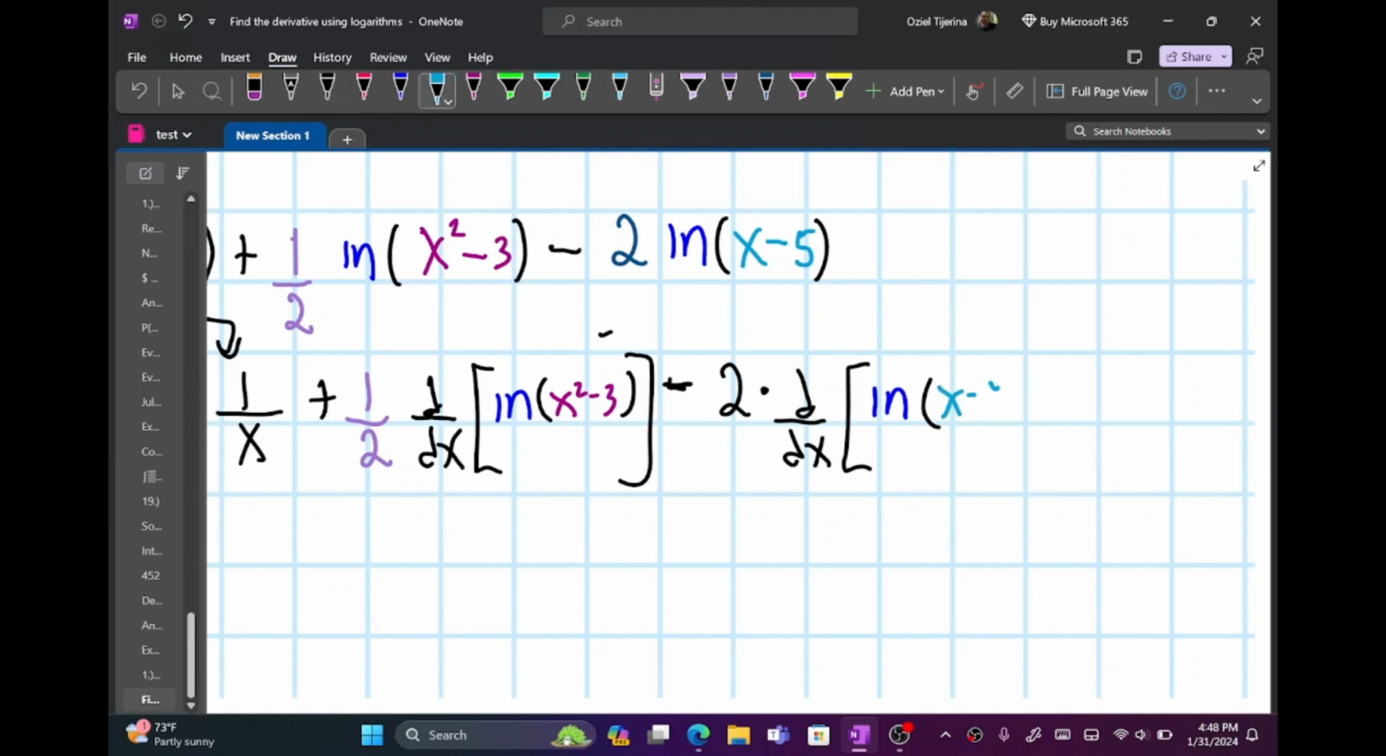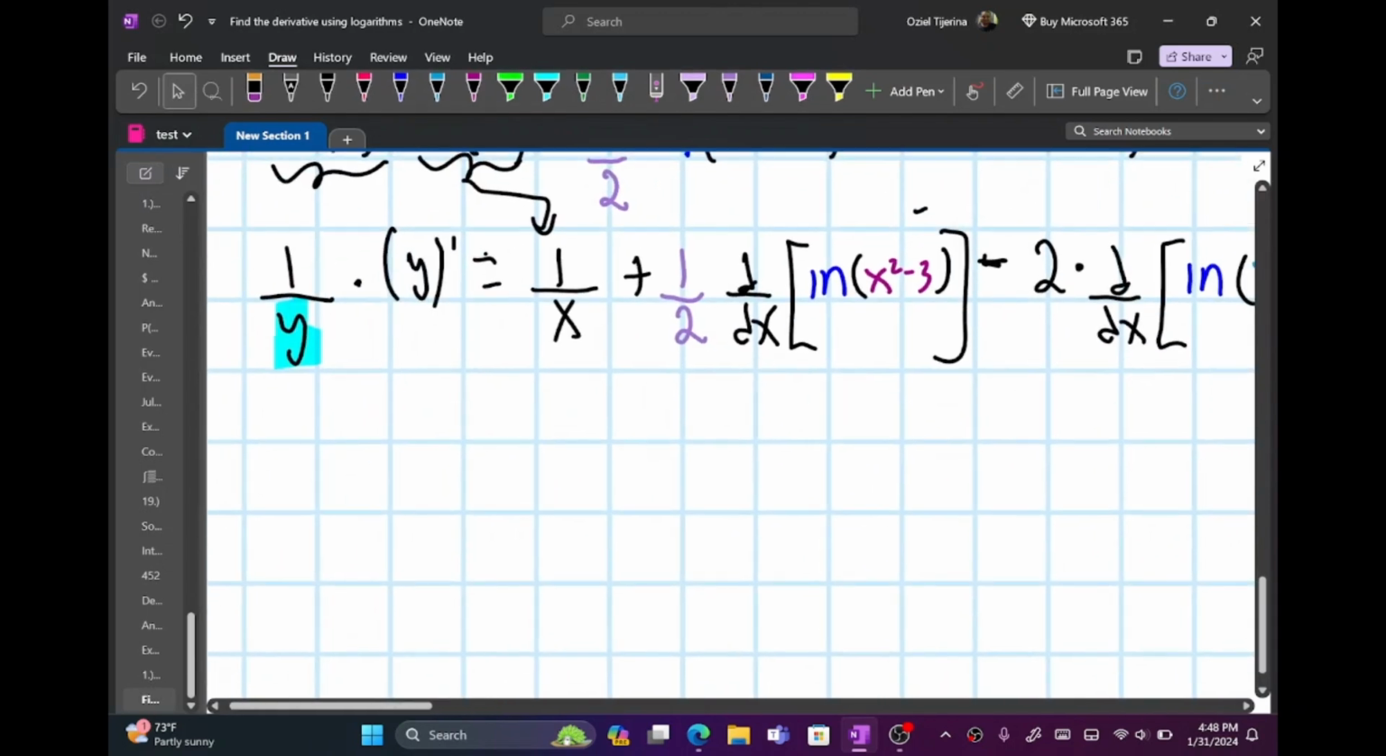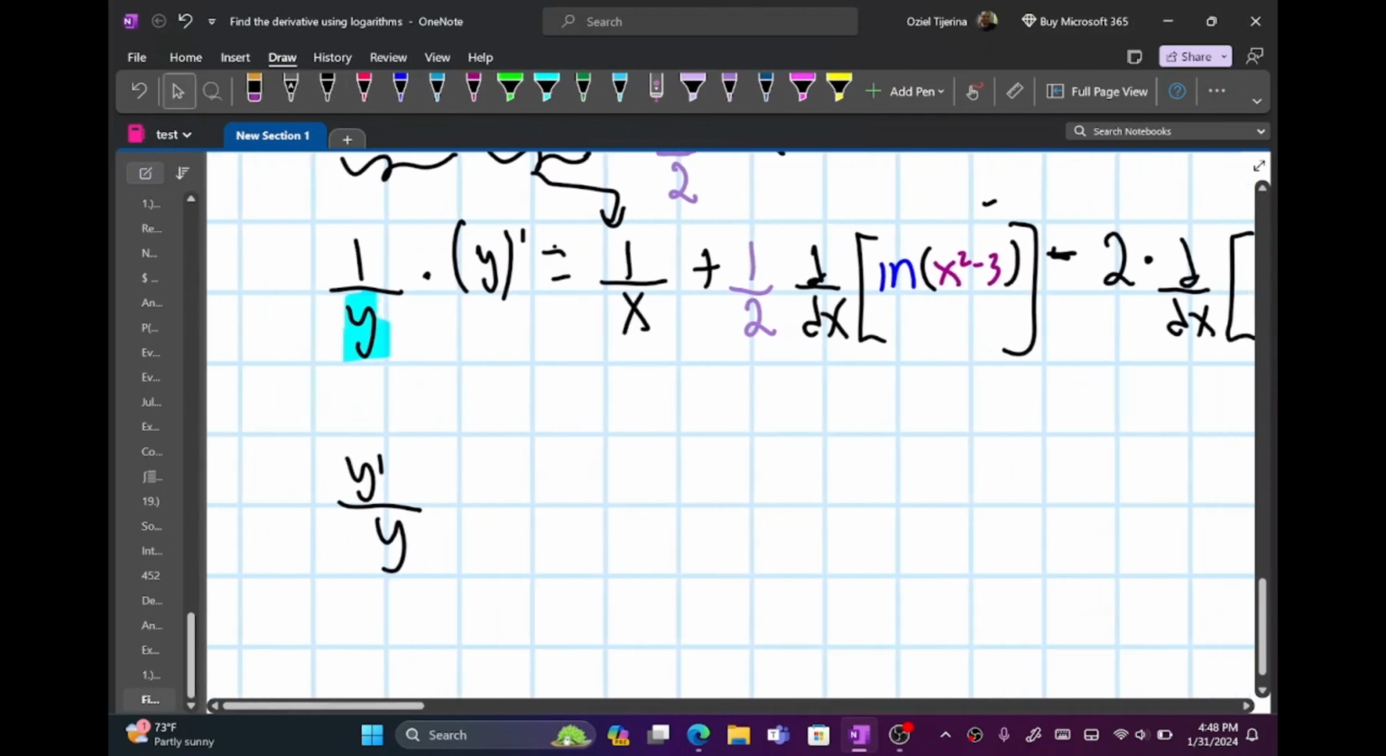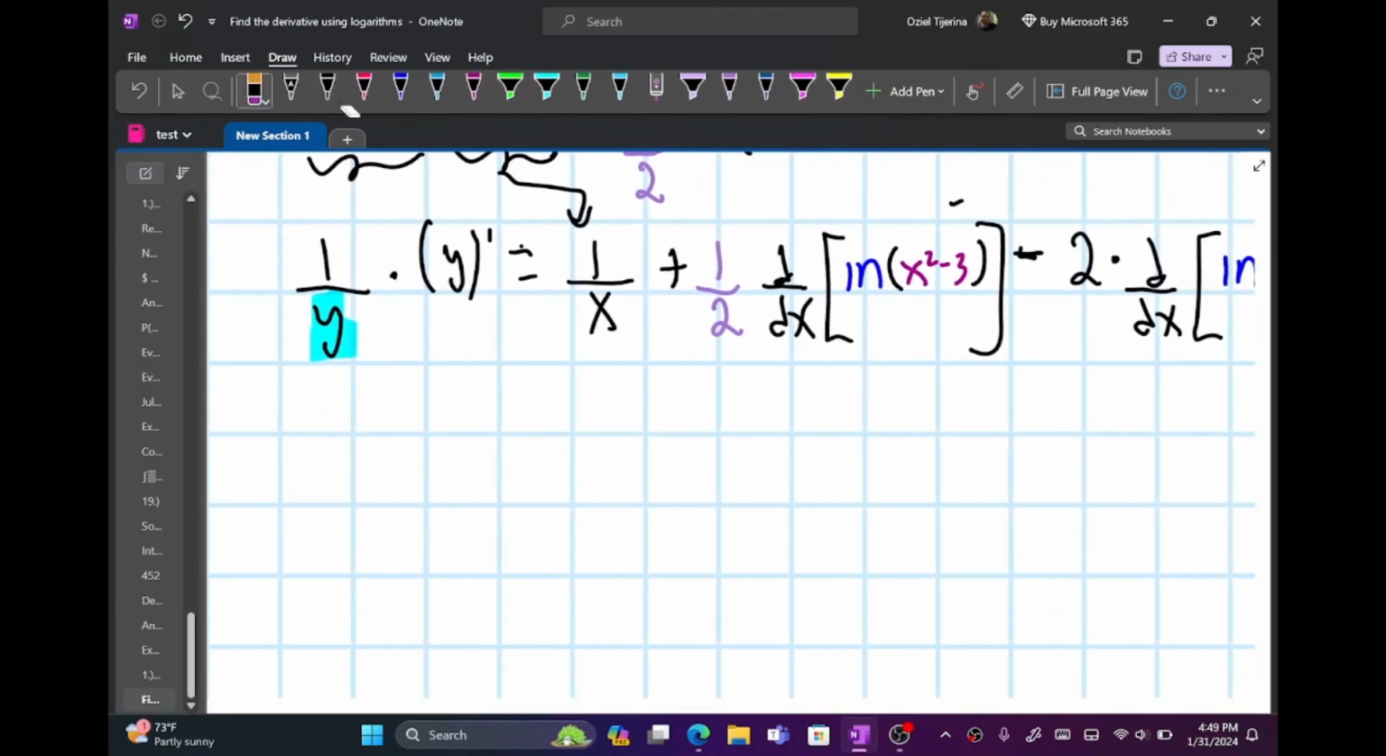I know this is a long problem. These are really long, to be honest, and I do apologize, but it's important to understand how to do them, because they do test you on it. So we have y prime over y, and actually, let me write it this way.